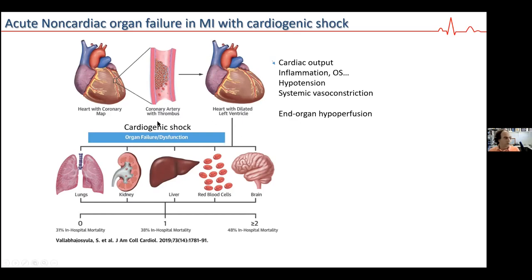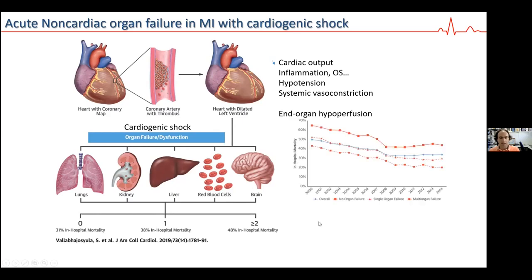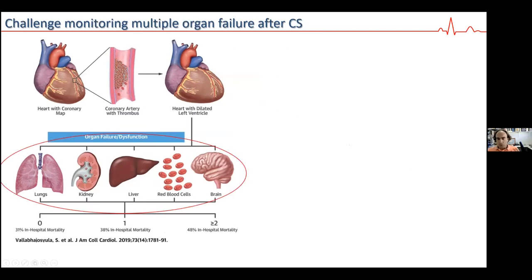So there are a couple of papers, and this one was an interesting paper that concludes that the presence of multi-organ failure here in the red square after MI was independently associated with higher mortality compared to no organ failure after MI. So in a sense, it's really important to detect organ dysfunction in order to stratify the patient and give them optimal therapies as soon as possible.